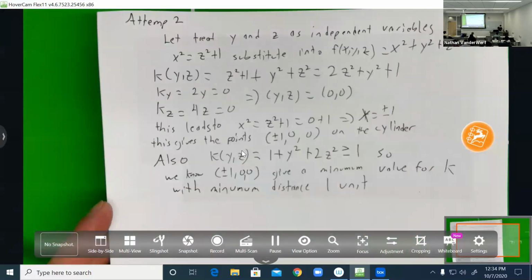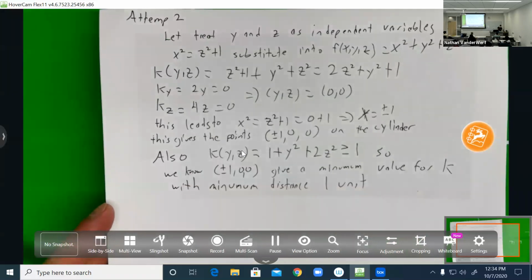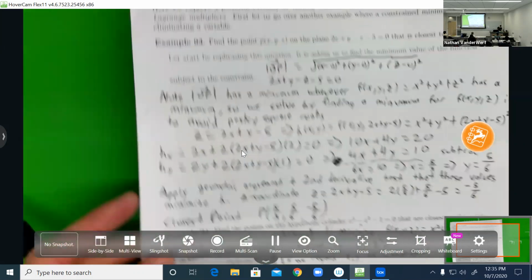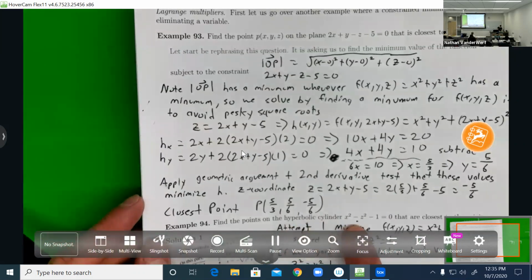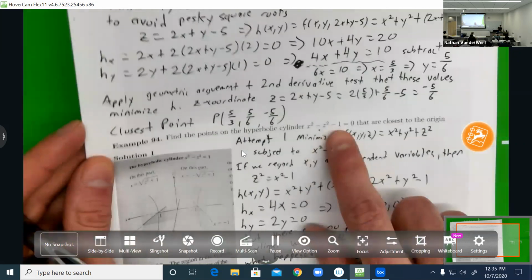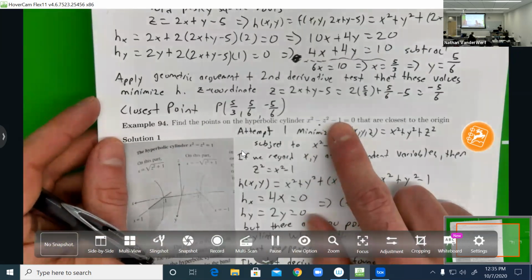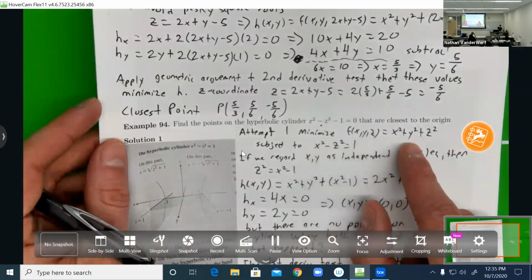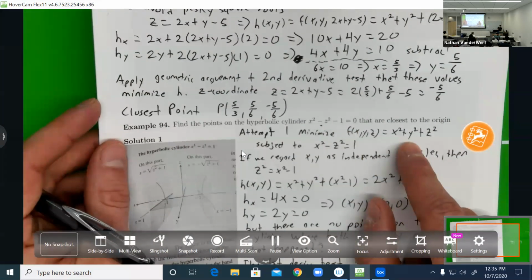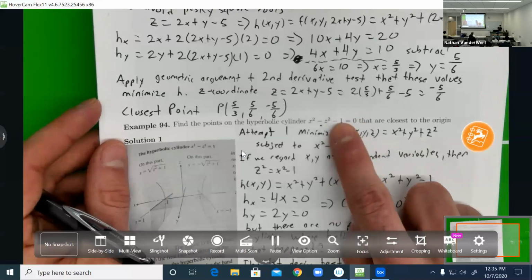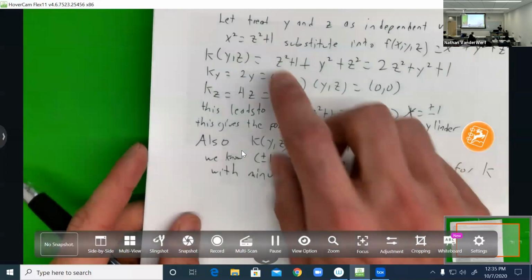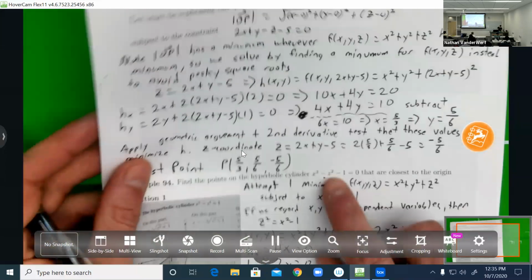So I'm kind of confused as to where the x squared equals z squared plus 1 comes from. Where does that come from? In the original problem, it was to find the points on this cylinder that are closest to the origin. And so the function that we're trying to minimize is x squared plus y squared plus z squared, since that's the distance squared to the origin. Yep, and here x squared equals z squared plus 1 just comes from solving the cylinder equation.